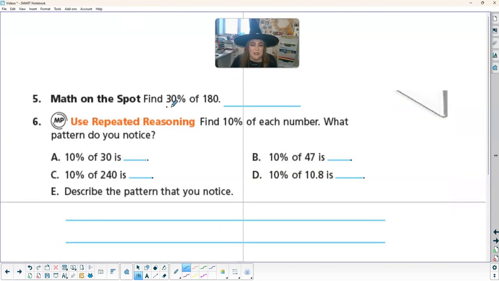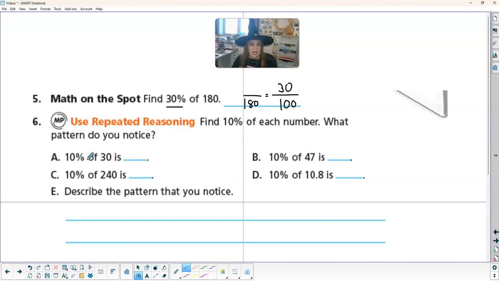Number 5 wants 30% out of 180. So we're going to set up our problem. Out of 180, it wants to know what is this number out of 180. When I'm talking fraction, this out of this. And then 30% is always out of 100. So we're going to multiply, then we're going to divide here.